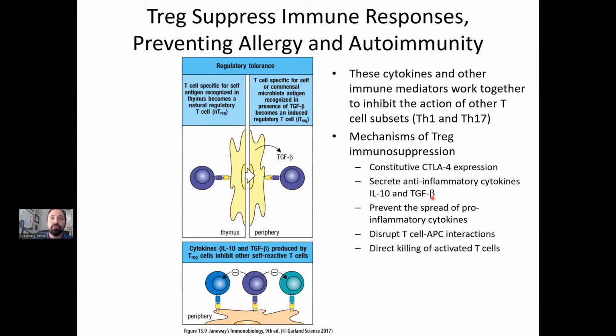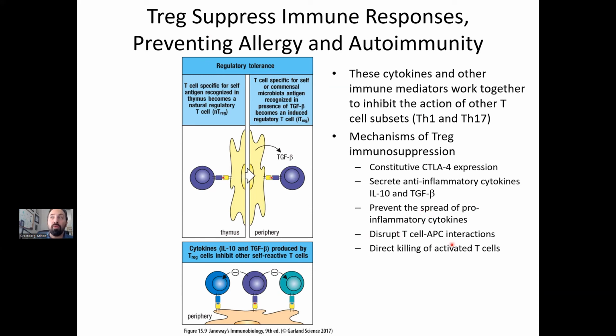Interleukin-10, TGF-beta, transforming growth factor beta, TGF-beta, IL-10, these are anti-inflammatory cytokines that work to suppress the immune system. They prevent the spread of pro-inflammatory cytokines, so they can bind to pro-inflammatory cytokines and help prevent other cells from seeing them.